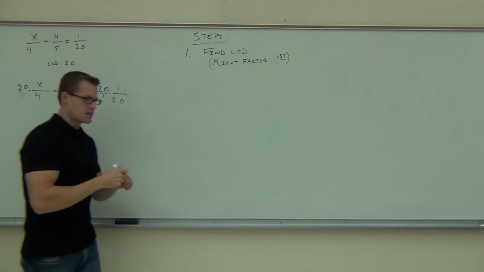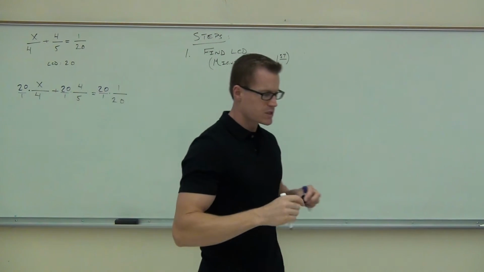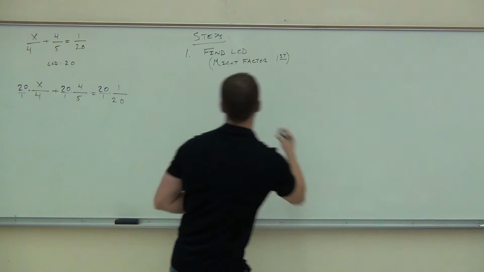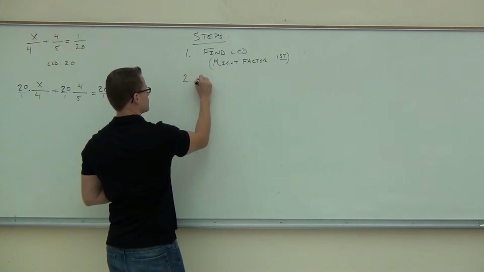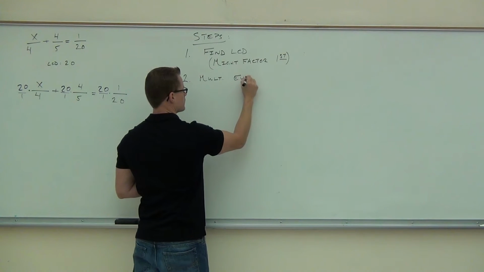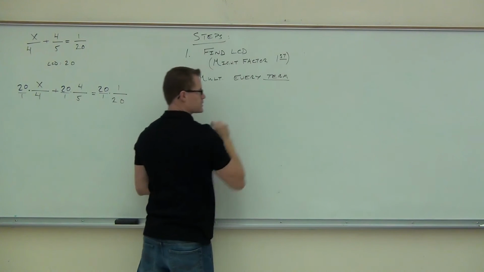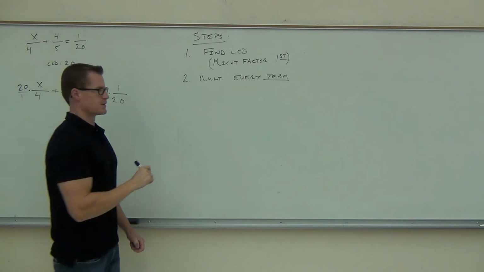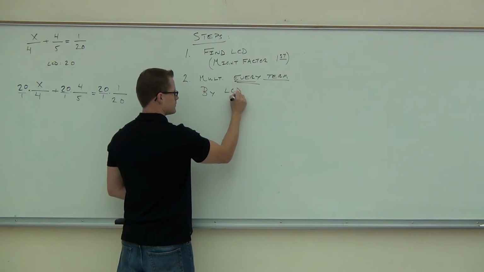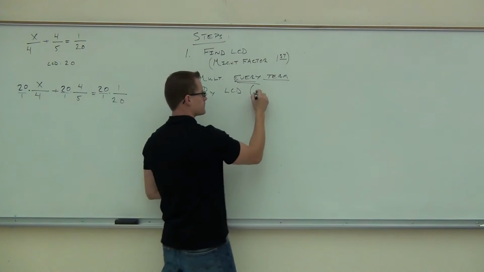So we found the LCD. We might have to factor that first here. We don't have to. We're going to multiply both sides. That means every fraction by the LCD. Multiply every term by the LCD. And the reason why this works is because you're multiplying both sides.